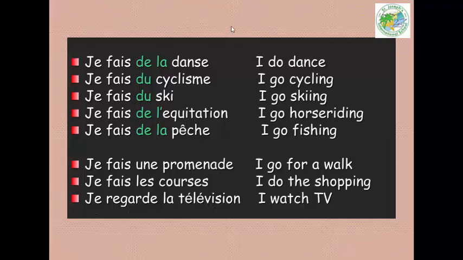OK? C'est fini. On a révisé les quatre verbes. Le verbe être, avoir, faire et le verbe aller. These are very important verbs.